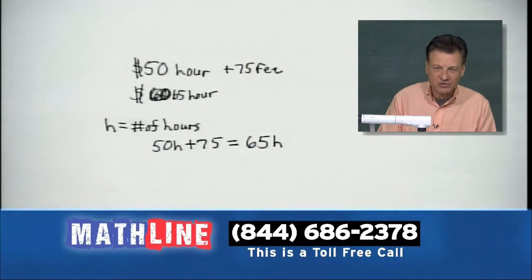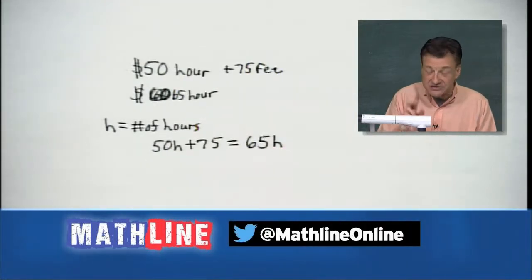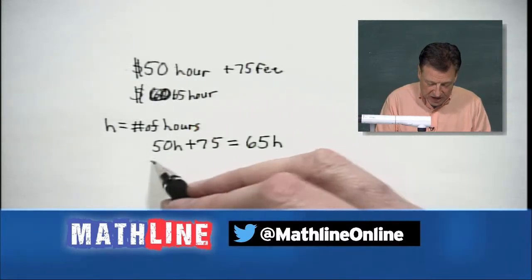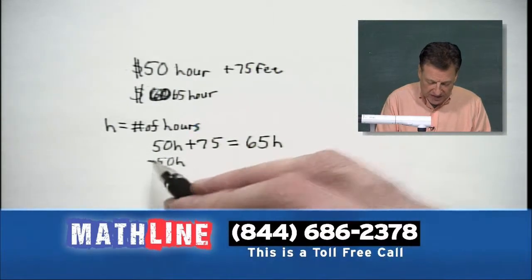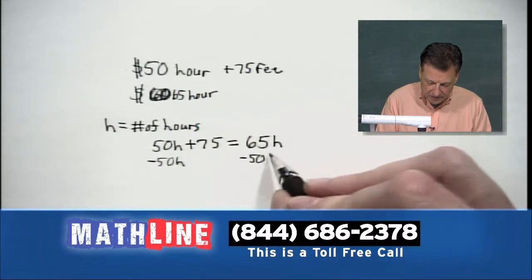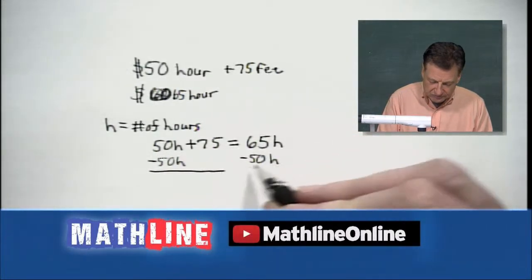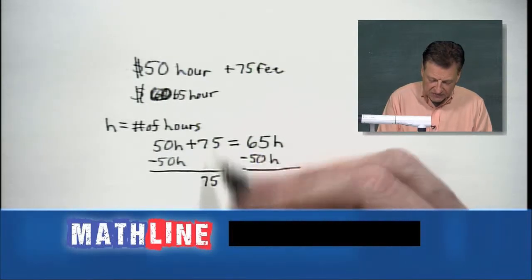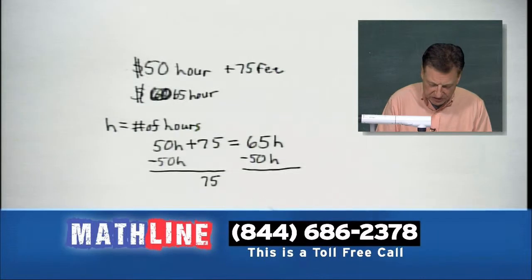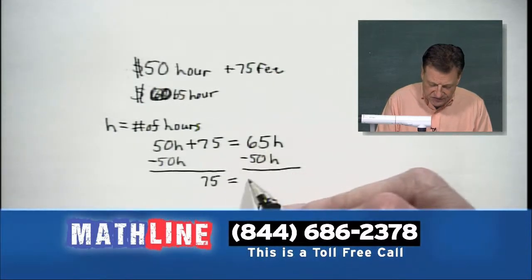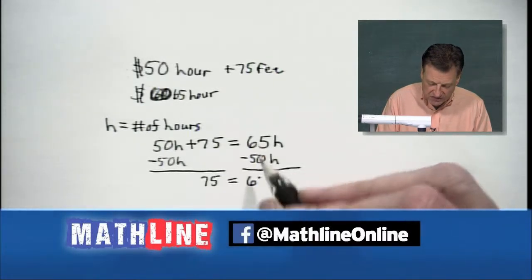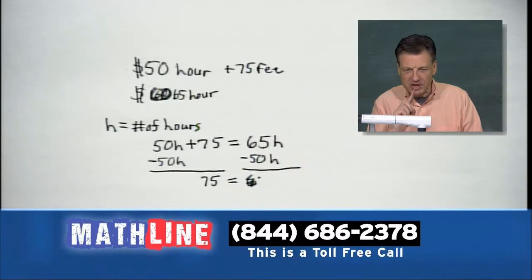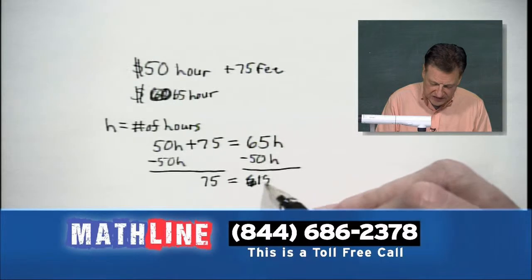So let's see how this is going to work. We want to get H by itself, because that's what we're looking for, right? The number of hours. So let's subtract this 50H from both sides. You see where I'm going on the left? And now I have a 75 left over here. It's just positive, so it's no big deal. And I have 65H. No, not 65H. What have I got now? 65 minus 50 is going to give me how much? 15. There you go.